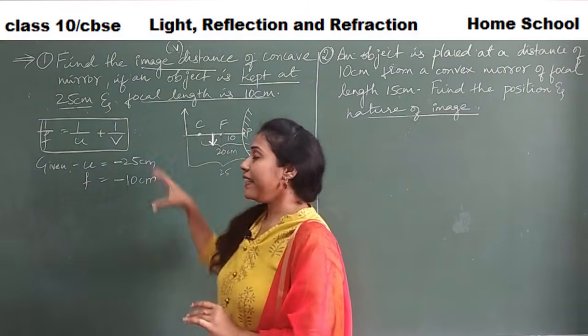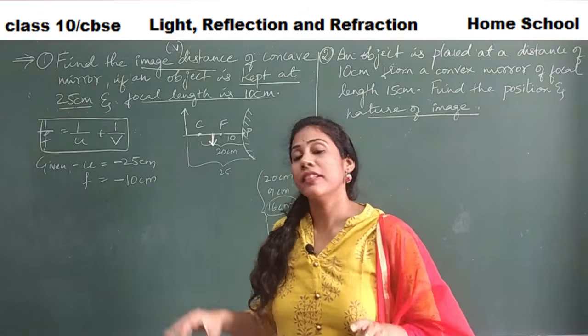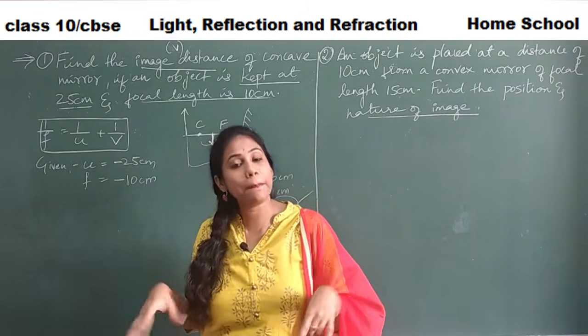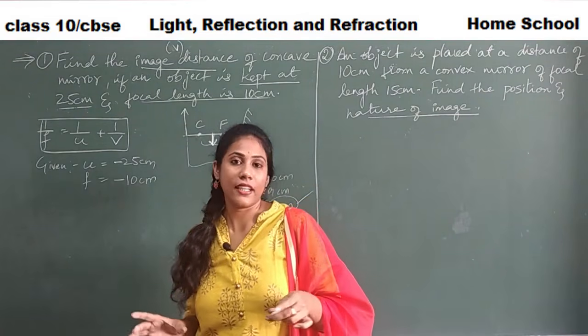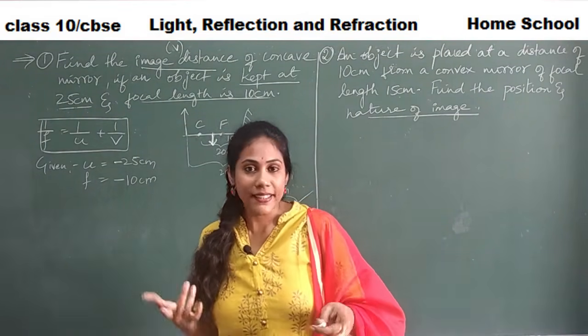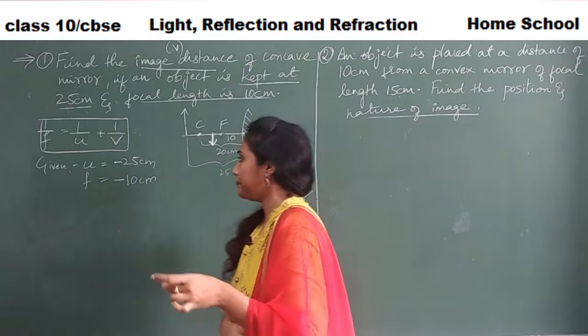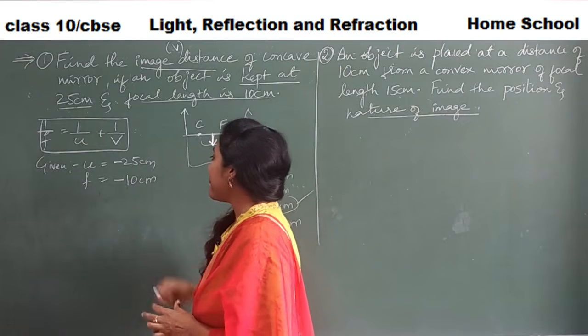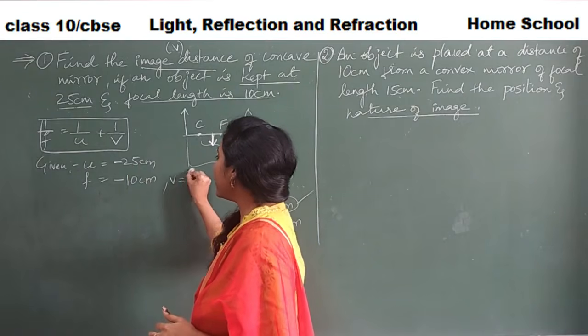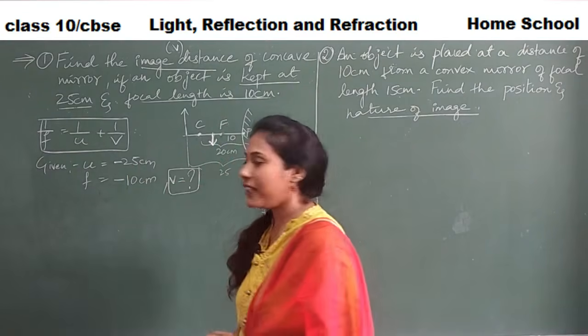Regarding the sign conventions, if you are not perfect, just go and watch my previous video where I have given a clear explanation about sign convention. The link is provided in the description. Okay, fine. So u is minus 25 centimeter, f is minus 10 centimeter. What you have to calculate? The v value you have to calculate.